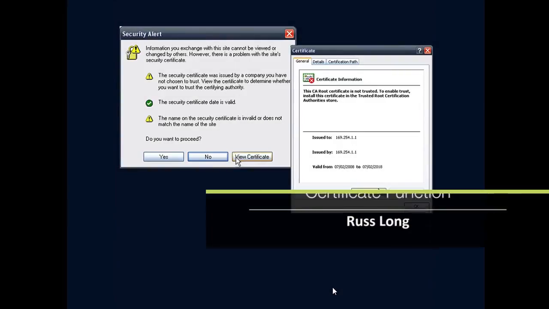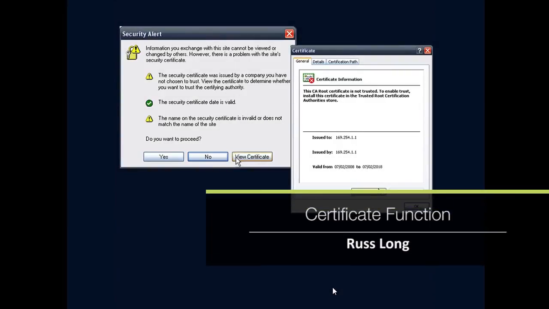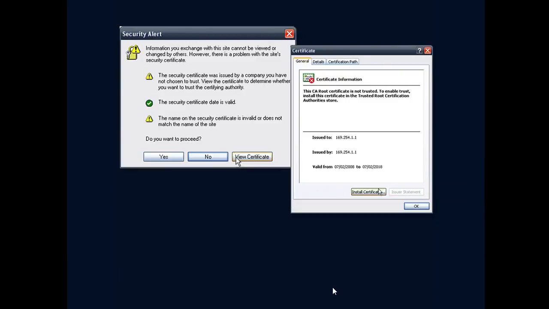You're going to see those security alerts. How many of you guys have seen this in the past? Security alert: information you exchange on this site can be viewed or changed by others. However, there's a problem with the security certificate, meaning we don't have a signed certificate by a certificate authority.